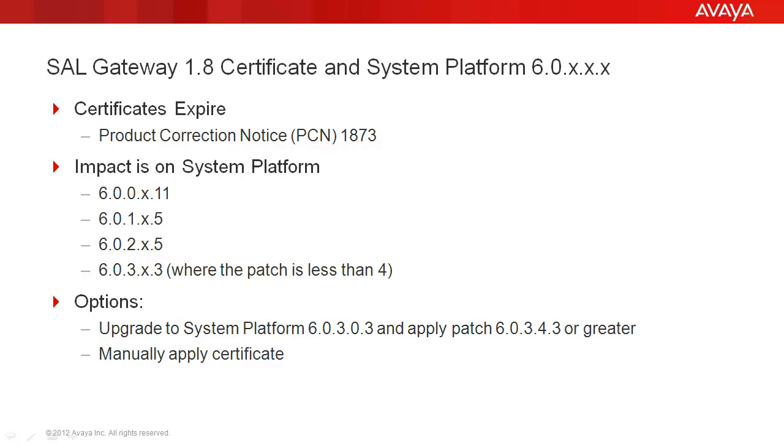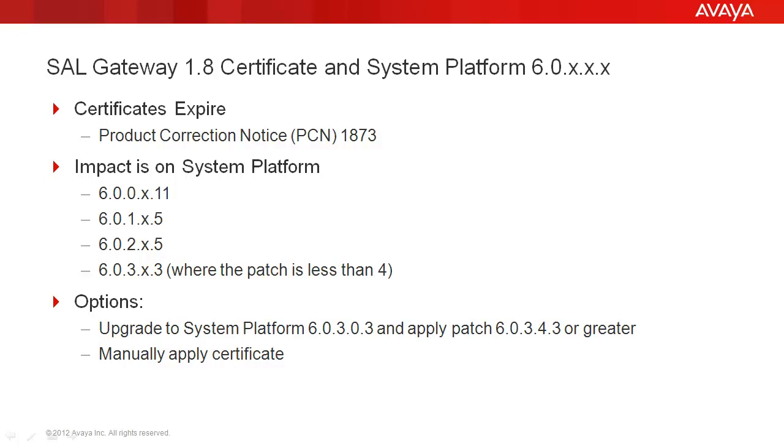First, we need to understand in general that certificates will have an expiration date. Periodically, we're going to have to update the VeriSign certificates that are used between the SAL Gateway and Enterprise Server and how they talk. Product Correction Notice, or PCN 1873, details the current certificate update we need to do for SAL Gateway 1.5, 1.8, or 2.0. It also deals with the embedded SAL Gateway that resides on System Platform 6.0, which happens to be SAL Gateway 1.8. Our focus today will be on this System Platform 6.0 embedded SAL Gateway.